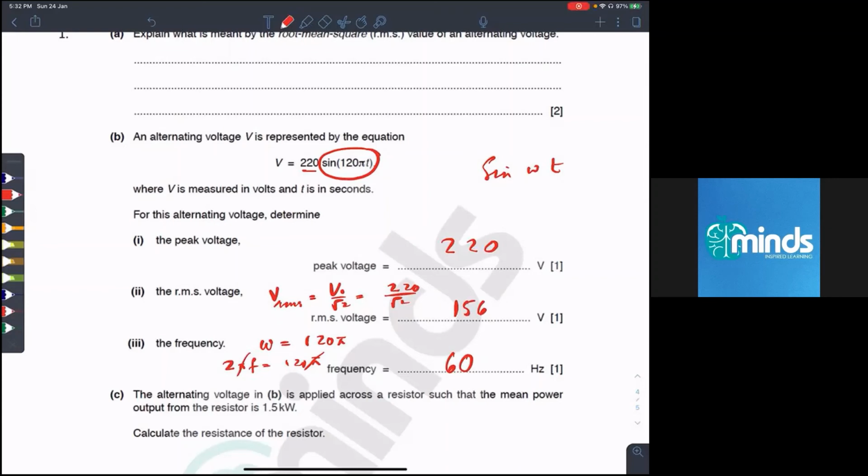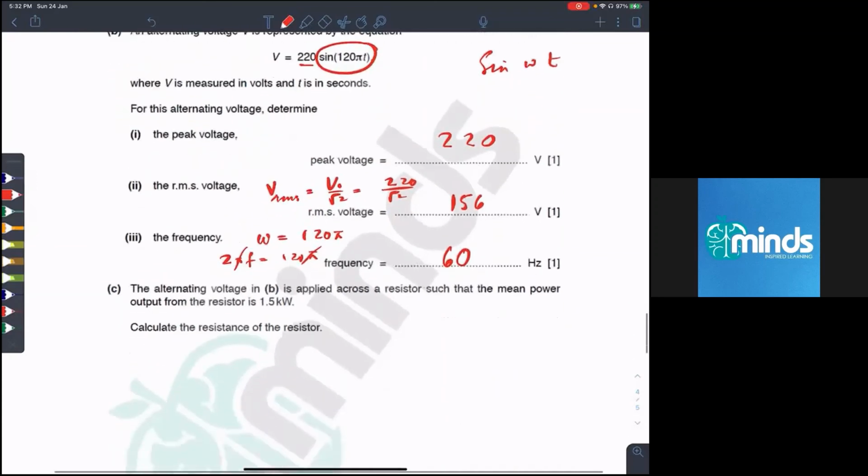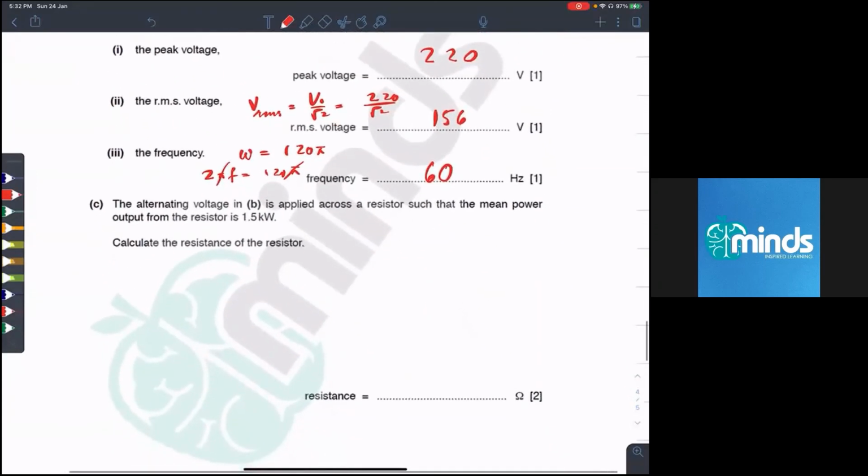Okay. The alternating voltage in B is applied across a resistor such that the mean power output from the resistor is 1.5 kilowatts. Calculate the resistance. See, this is the mean power output. Mean means they are talking about average. And remember, in A2 physics, average is denoted by this symbol.